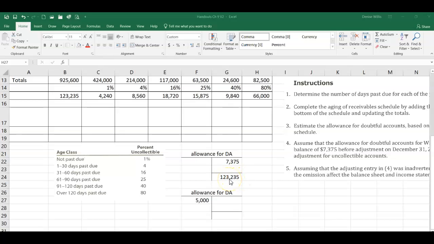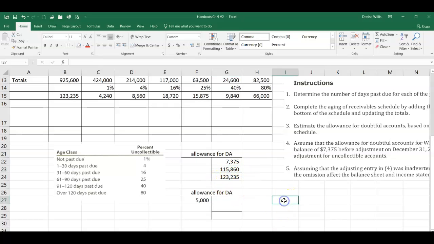So if we want this to be our ending balance and we already have $73.75 in the account, then that's going to create the need for a subtraction to get the difference. Okay, so how do we get from this number to this number? We take $123,235 and we subtract $73.75. We need to add $115,860 to the allowance account to make this down here true.